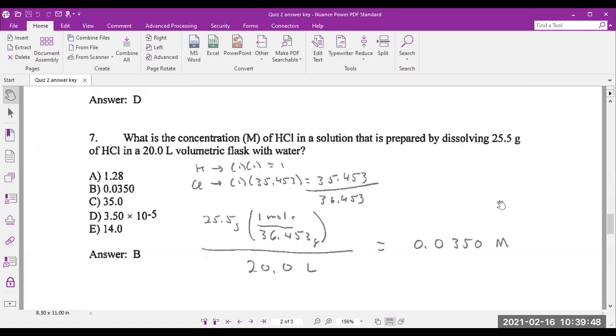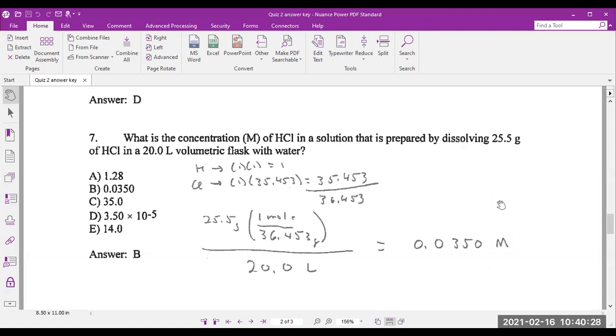Number 7, what's the concentration, expressed in molarity, so moles per liter, of HCl that's prepared by dissolving 25.5 grams of HCl in a 20-liter volumetric flask? A few things we need to remember. One is that molarity is moles per liter. So we're going to want to change that 25.5 grams of HCl into moles of HCl. To do that, we need to calculate the molecular weight of HCl, and that comes out to be 36.453.